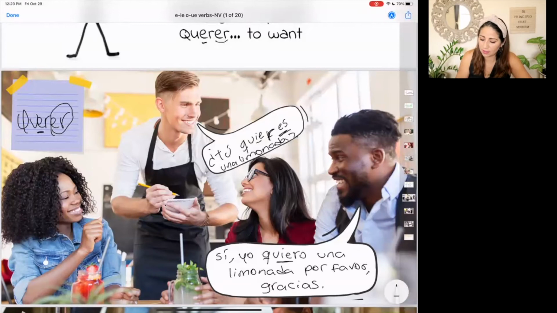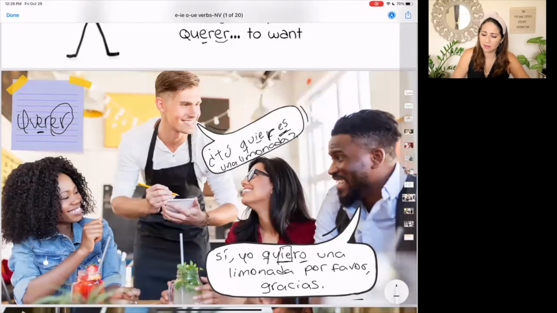Okay, so that E became IE, right? Yo quiero. And then I use the O ending because that's the ending that we need with the first person. Any verb, it doesn't matter what verb it is, and it doesn't matter the gender of the person speaking, you just need an O at the end to signify I am the one that's doing the action. So I want, yo quiero una limonada, por favor.